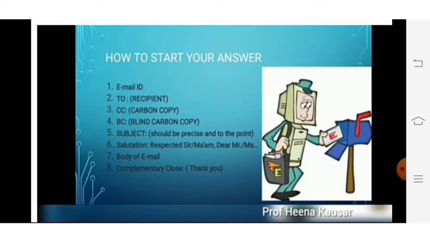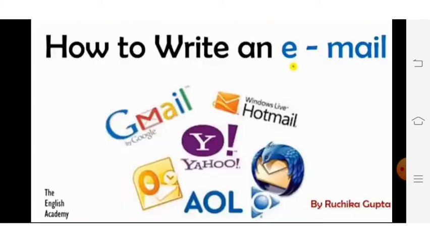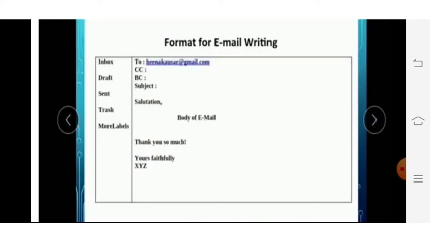Then the subject, it should be precise, short and to the point. Then the salutation, how you start, addressing the person to whom you are writing: respected sir or ma'am or dear sir. Then the body of the email, the content, which you have to write in 3 paragraphs, and then the complimentary close, the way I have told you. Now how to write an email, I have taught you. These are the services through which you can send your mail. The format of your email writing: the email ID, then CC and BC, which I have told you about, then subject, salutation, body of the email, then complimentary close, and then your signature.